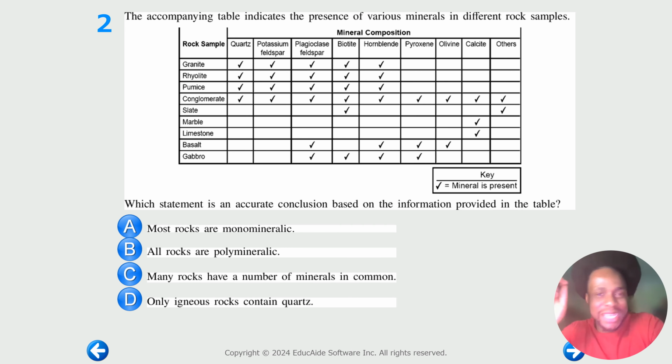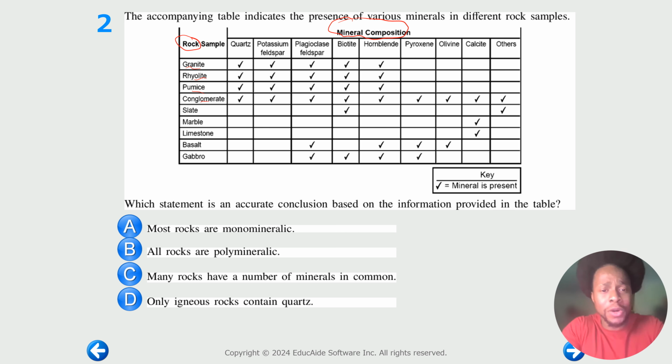Question number 2. The accompanying table indicates the presence of various minerals in different rock samples. So we have granite, rhyolite, pumice, conglomerate, slate, marble, limestone, basalt, gabbro. And then it said rocks are made up of minerals. So this table is letting us know the various minerals that are inside each of these rocks that we just mentioned a while ago.